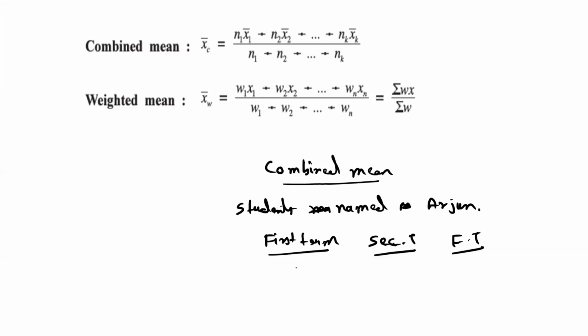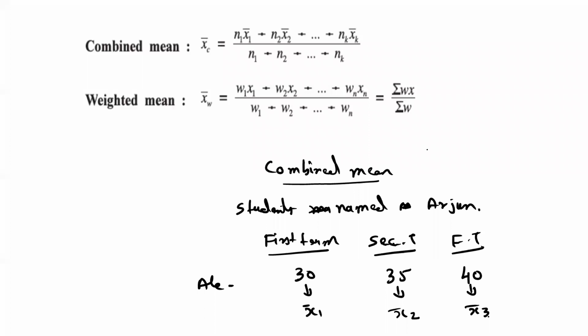In the first term he gets marks of 30. Suppose one subject, for example accounts, 30. Second term in accounts he gets around 35, while in final term he gets 40. Example I am taking, marks are different, whatever. So what I want to do, I want to find the combined mean. This one is considered as X bar 1, the mean. This one will be X bar 2, and this one X bar 3.